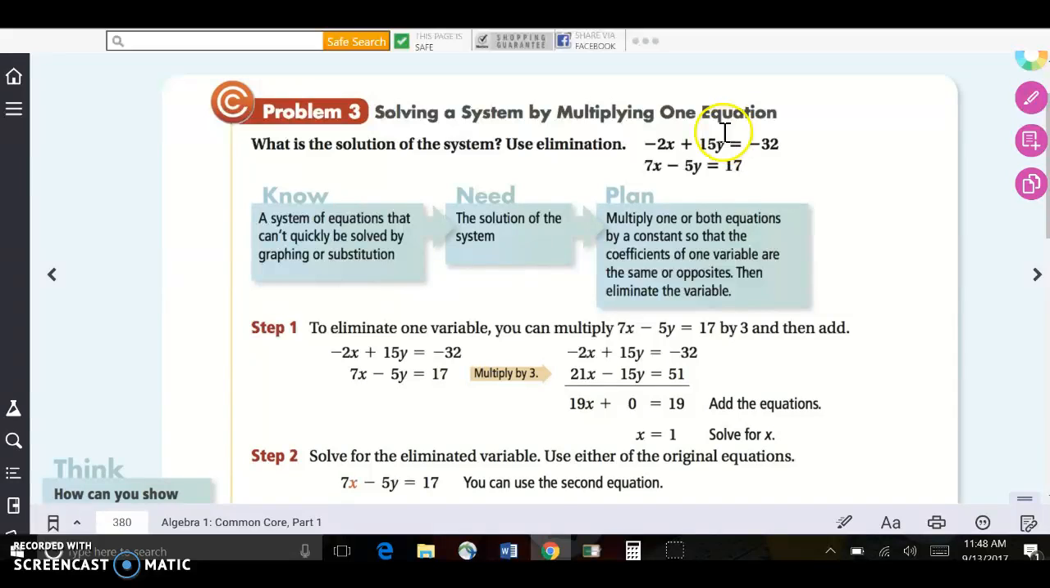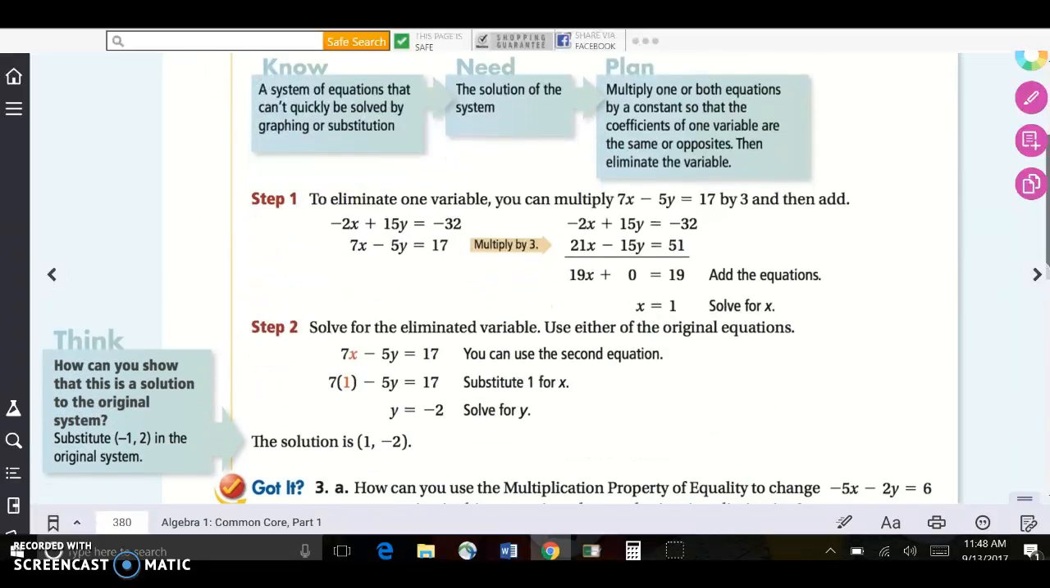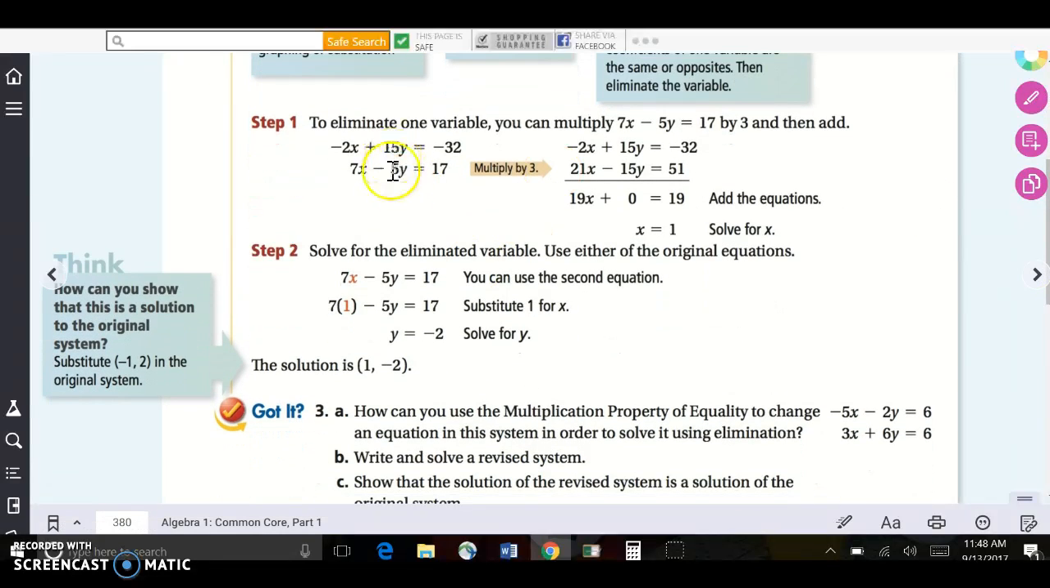Okay, so first I need to decide which one I want to eliminate. And it looks like they are thinking the same way that I would think. I would want to get rid of this y, and it looks like it's the easiest to get rid of because I just multiply everything by 3. Then I have a negative 15 that's going to cancel out, and it's already a positive. So they multiplied everything by 3, and they added them. Their 15s canceled out, and negative 2x and 21x gave them 19x, and negative 32 and 51 gave them 19. So they're left with 19x equals 19, divided both sides by 19 and got x equals 1.